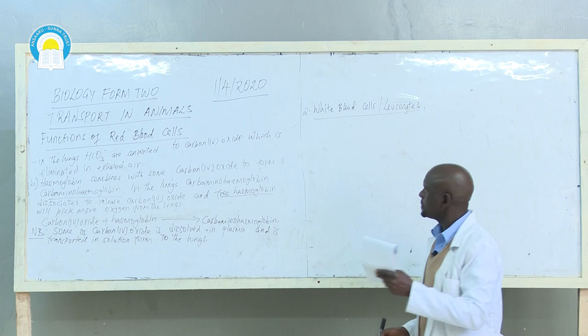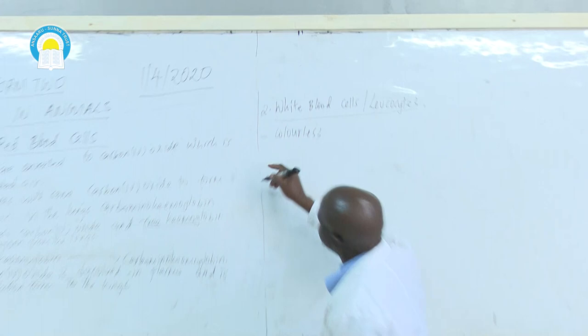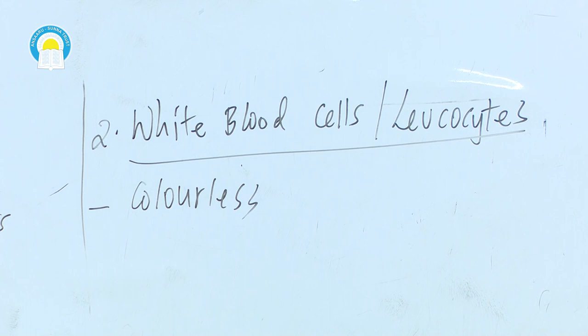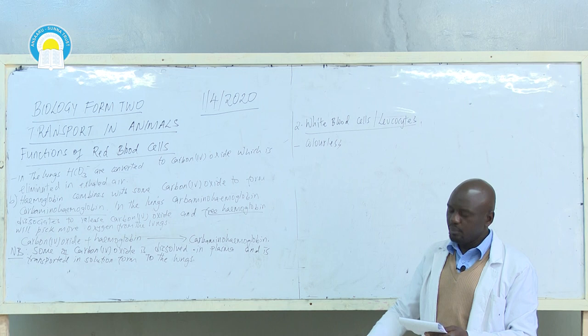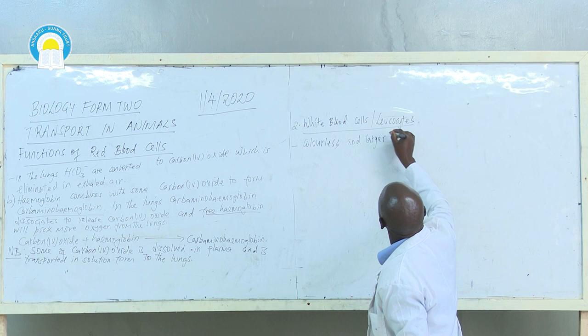What is the nature of these cells? One, they are colorless. Although the term we use is white, they are not white in color. They are only given the name white to distinguish them from the red blood cells, which are red in color due to the presence of the pigment known as hemoglobin. And the other characteristic of them is that they are larger than red blood cells.